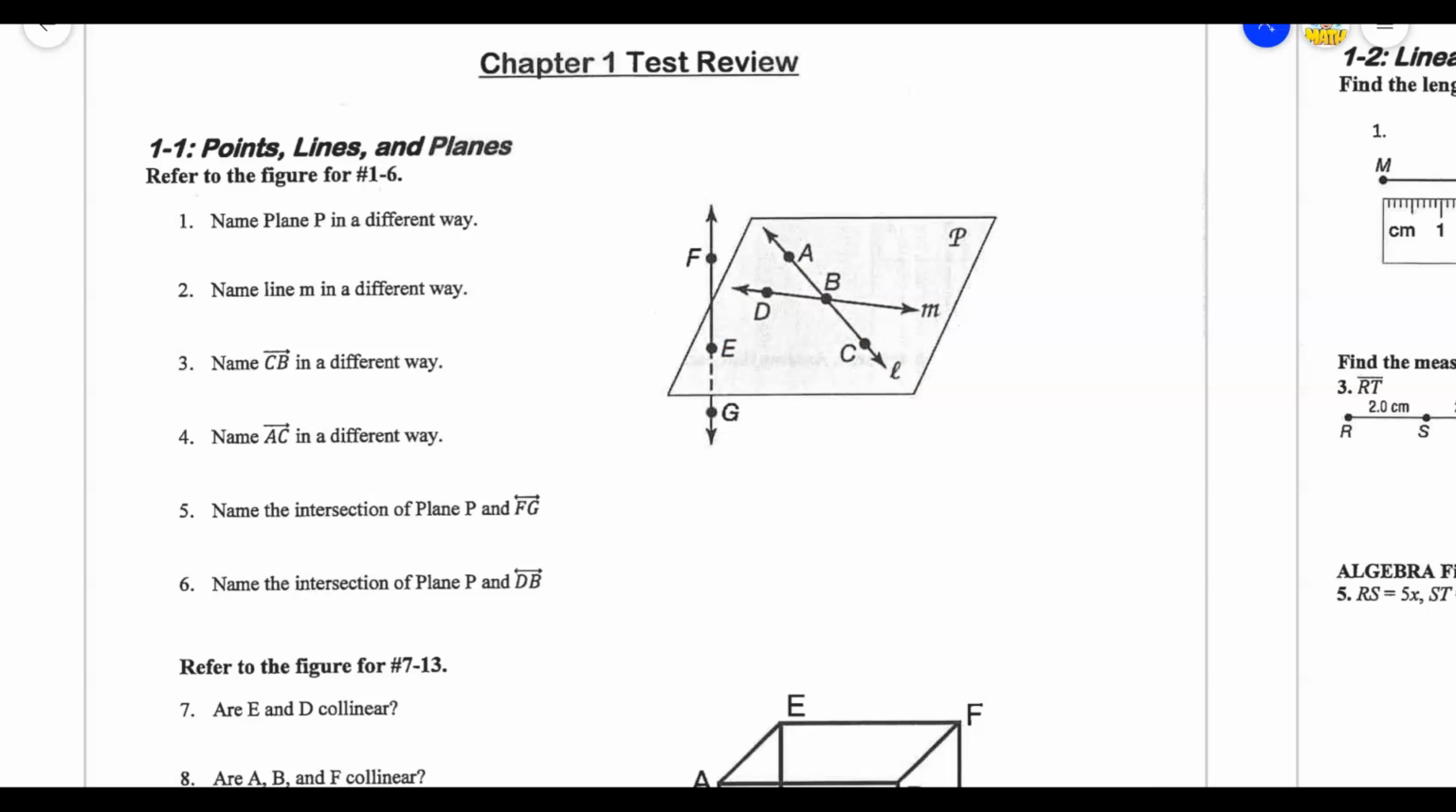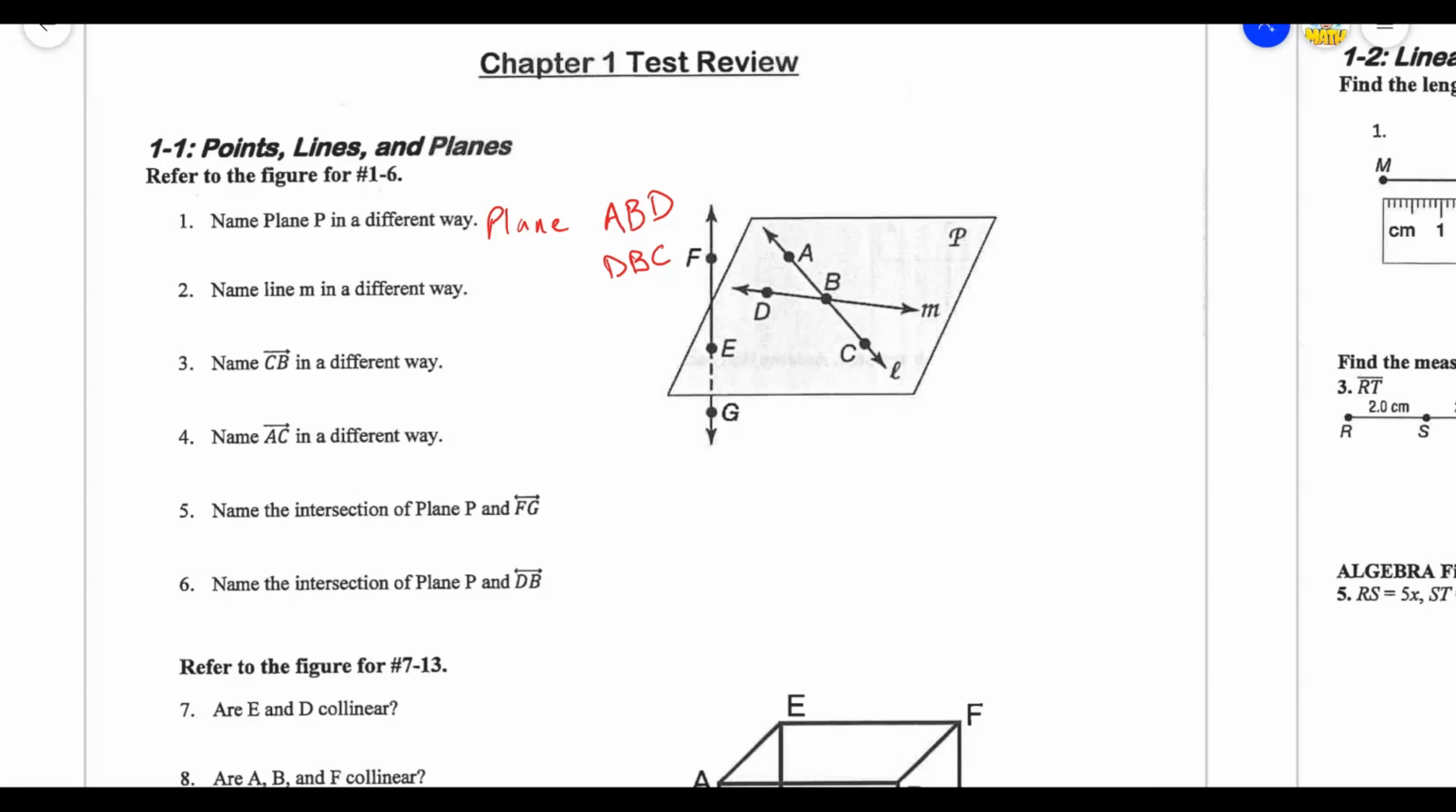So if I started with A and B, I could call it plane. I can take any 2 points I want, but then the third point has to be off of that line. So maybe we would call it A, B, and then D. We could call it DBC or CBD. Any of those would be okay for naming plane P in a different way.